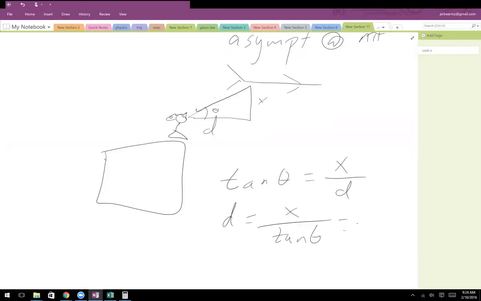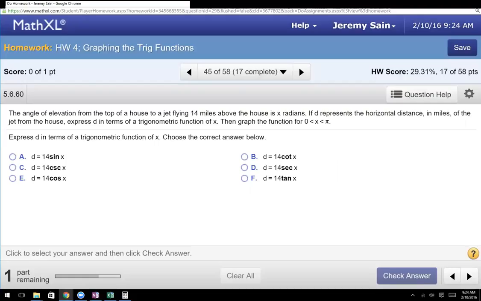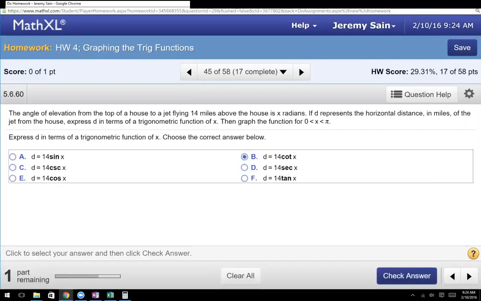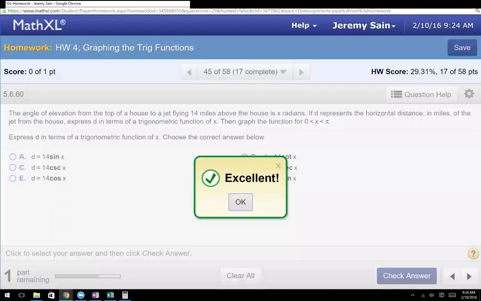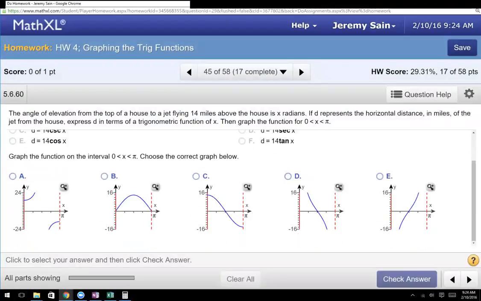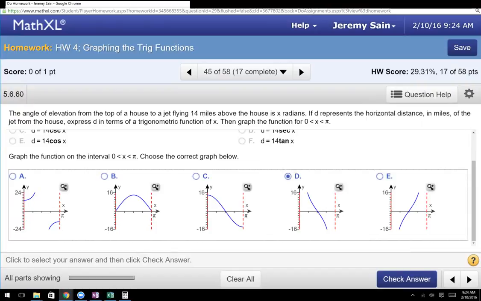It's cot. Yeah, cotangent of theta. All right, so d should be x cotangent of theta, which is that one. Oh my gosh, I had a brain fart. I'm so sorry. But I got it right now. Kind of wrote down the problem wrong, but okay, cotangent looks like that one, right? Yes.